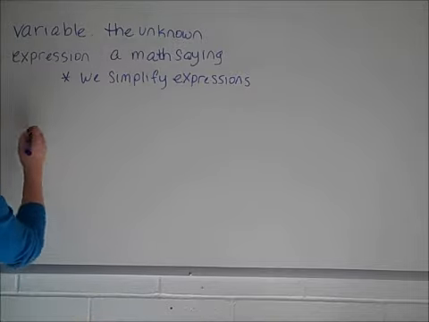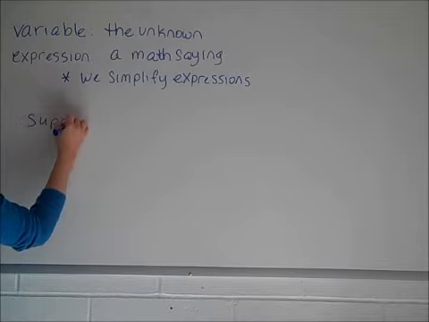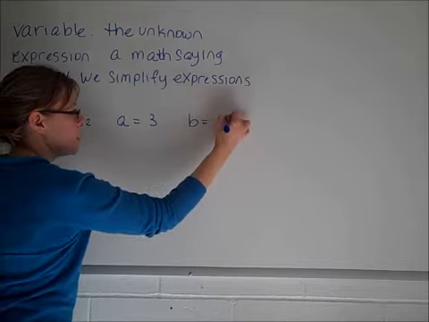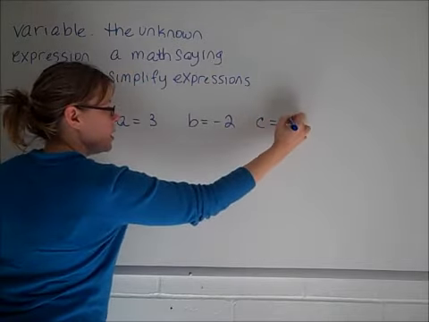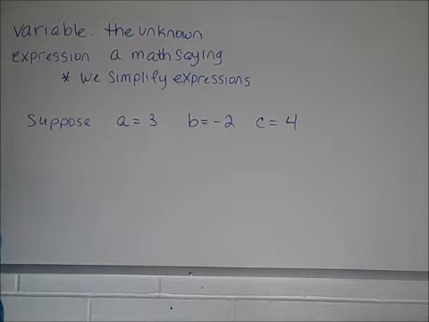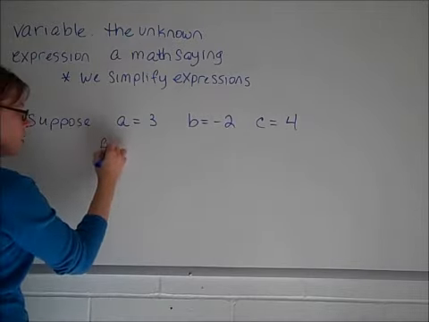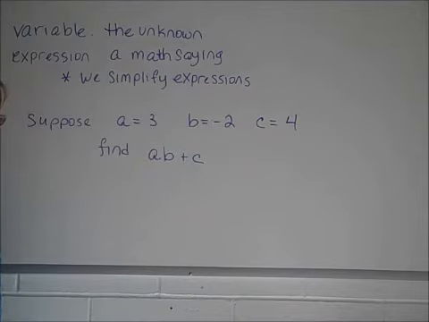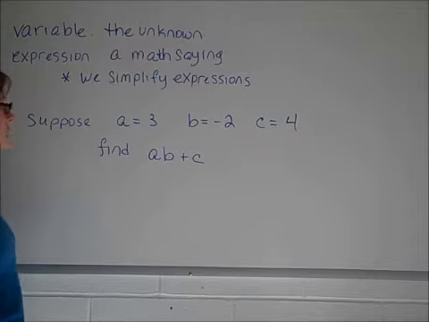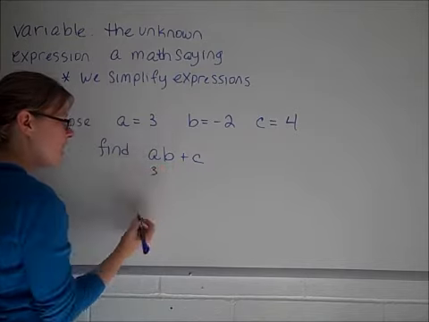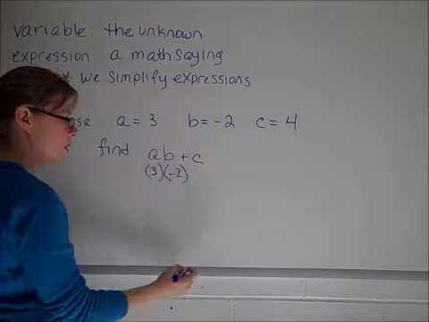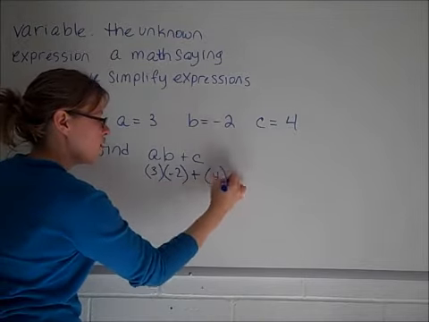For example, suppose that A equals 3, B equals -2, and C equals 4. An expression could read like this. Find AB plus C. So your first step is to substitute into the expression the values of the variables. So instead of A, we're going to write 3. Instead of B, we're going to write -2. Instead of C, we're going to write 4.